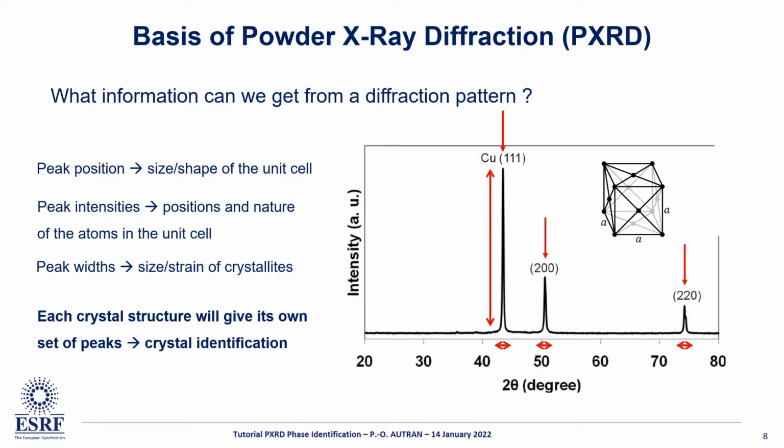If it gives its own set of peaks, it means that if we have measured them in the past, if they are part of the database, we are able to identify them. That's the key point of what we're going to do: if we have a good database, we are able to match the database to a measurement.